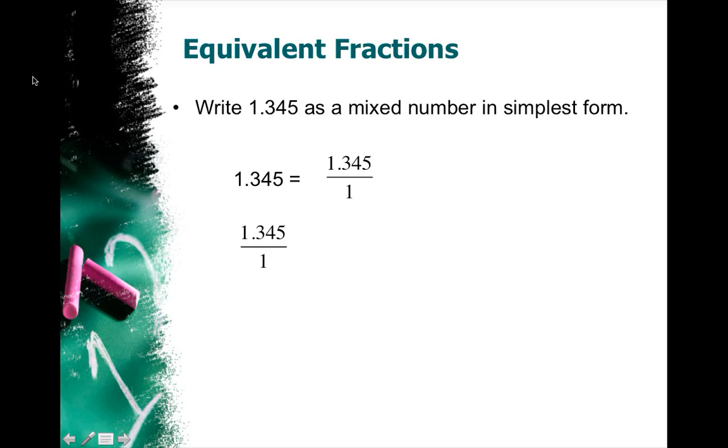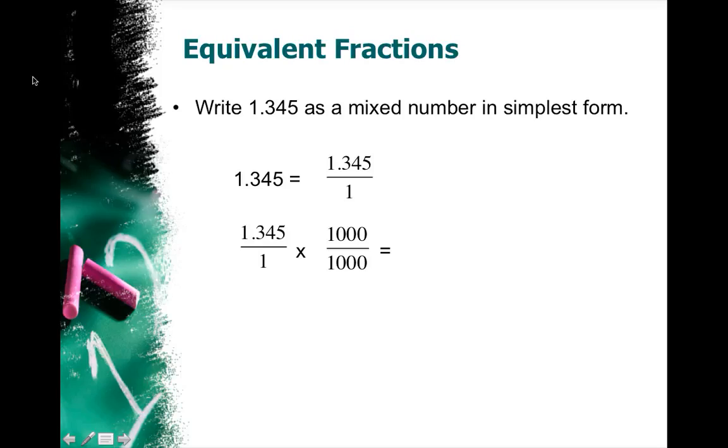And I'm just going to drop down a line, and I still have 1.345 over 1. And I'm going to multiply that times 1,000. And the reason I chose 1,000 is because I have 3 digits past the decimal point. I need to move that decimal point 3 times in order to get a whole number. And to do that, I need to multiply by 1,000. Notice the 1,000 has 3 zeros in it, and I want to move the decimal point 3 decimal places.